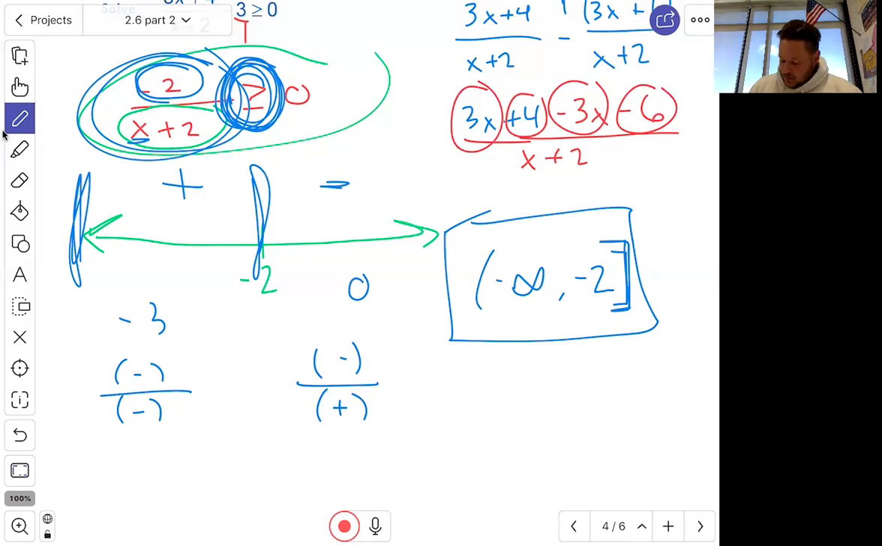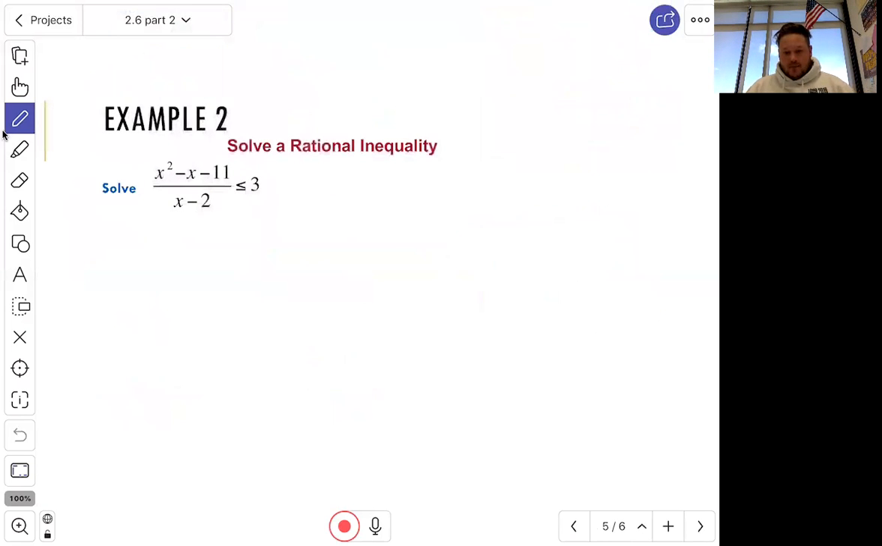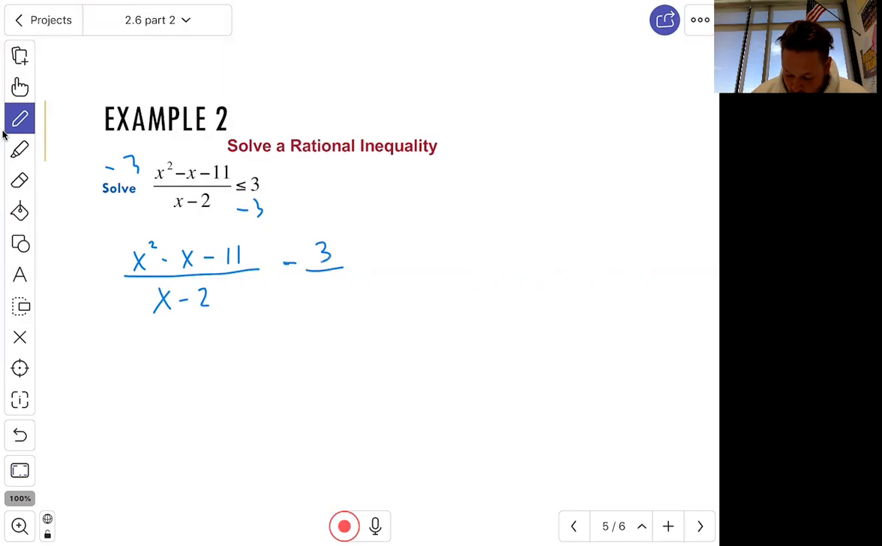One more example. Here we roll. So same kind of thing as last time, except this time, I'm going to have to go ahead and subtract the 3 first from both sides because I need to set it equal to 0. So now what I have is x squared minus x minus 11 all over x minus 2 minus 3 over 1 is less than or equal to 0.